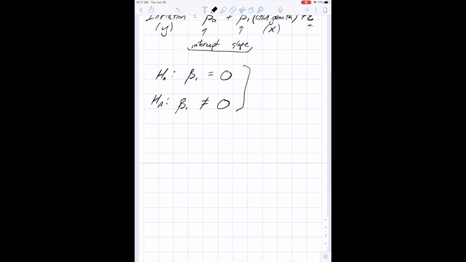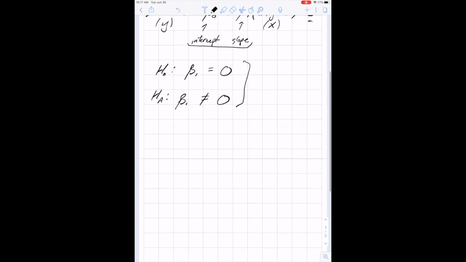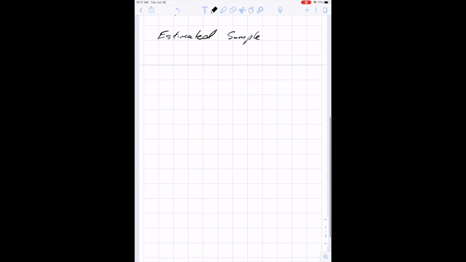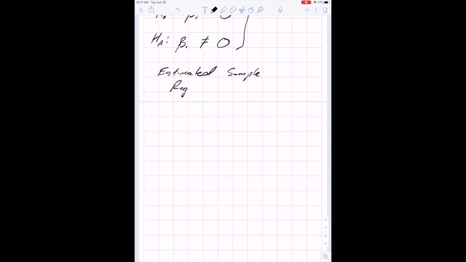So now the next step in our statistical analysis will be to go and actually estimate. So estimated sample regression equation.